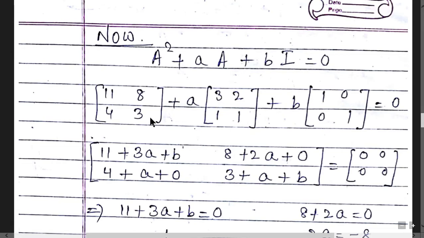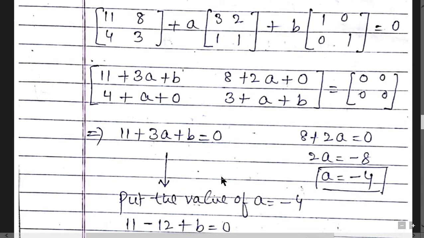Value of A square, then value of A and value of I. Then multiply by a, or add: 11 plus 3a plus b, and 8 plus 2a, 2a plus 0, then 4 plus a plus 0, then 3 plus a plus b. Now when I equate the first equation, 11 plus 3a plus b is equal to 0, and the second is 8 plus 2a is equal to 0. From this equation I can calculate the value of a, and now insert this value of a into this equation.